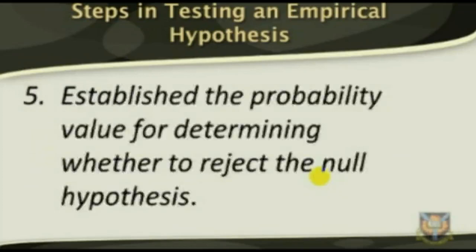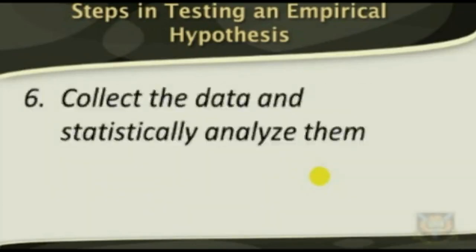5. A probability value for determining whether to reject the null hypothesis is established. For example, if P is less than 0.05, then the null hypothesis will be rejected. If P is greater than 0.05, the null hypothesis will not be rejected but accepted. Unless otherwise stated, it is assumed that you are conducting a two-tailed test, which is more conservative. 6. Collect the data and statistically analyze them. Compute the value of t for the t-test and ascertain the corresponding critical value.